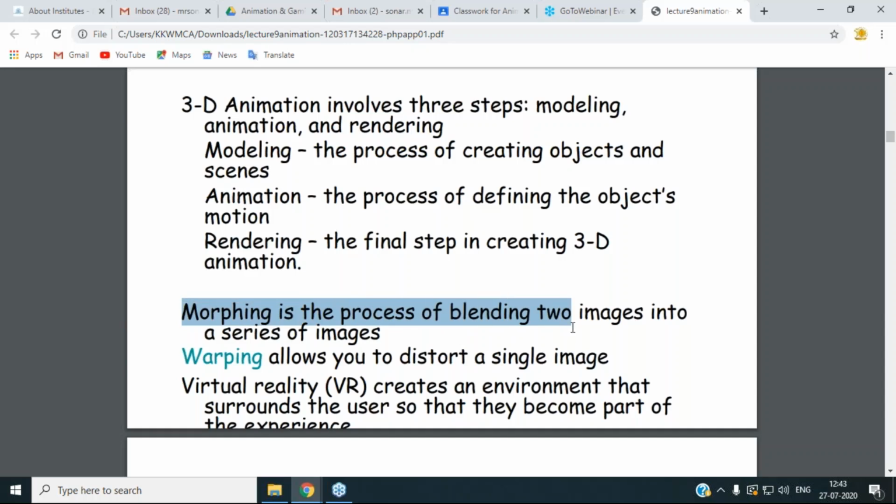Morphing is the process of blending two images into a series of images. Warping allows you to distort a single image, and virtual reality creates an environment that surrounds the user so that they become part of the experience. Why are we seeing all these things? These are the terms which are generally used in animation. You may come across these different terms, and we should be able to tell what they mean.